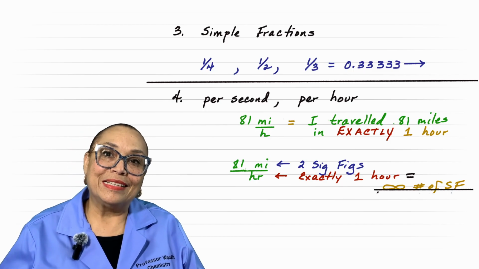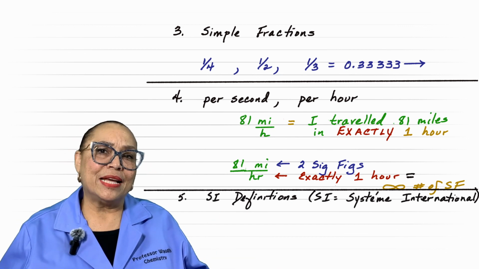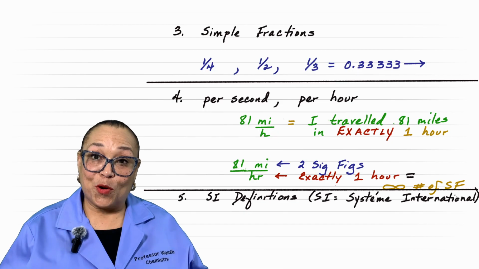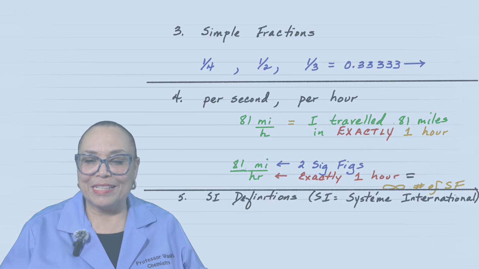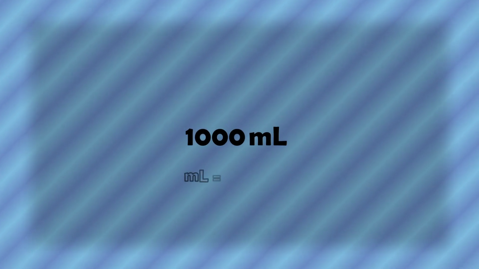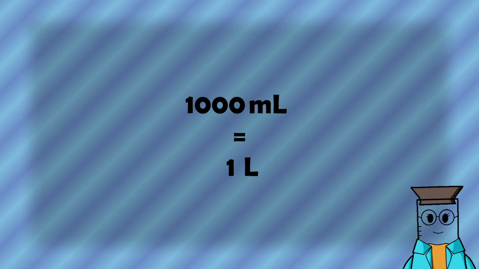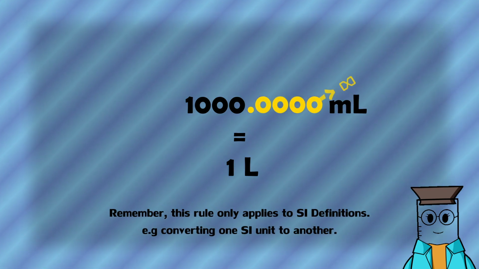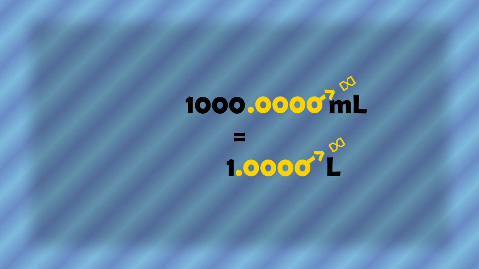The last rule is your SI definitions. I love System International. The entire world uses System International, except for America and one small country in Africa, okay? So let's look at an example. 1,000 milliliters, small m, capital L, that's milliliters, is equal to 1 liter. So what is it really saying? 1,000.00000 milliliters is equal to 1.00000 liter. That's an infinite number of sig figs.